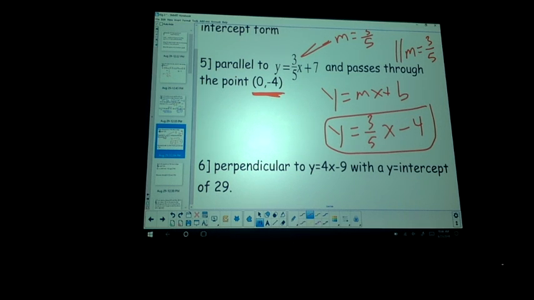Now we want something different. So this has a y-intercept of 29, which means this is the same as (0, 29). Agree? My slope right there is 4. So what does my perpendicular slope have to be? Negative 1/4. Good. You flip over 4, which is 1/4, and you change the sign. Right?